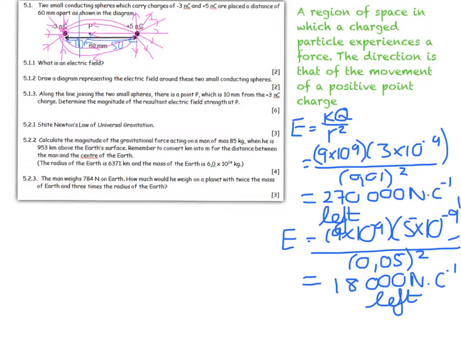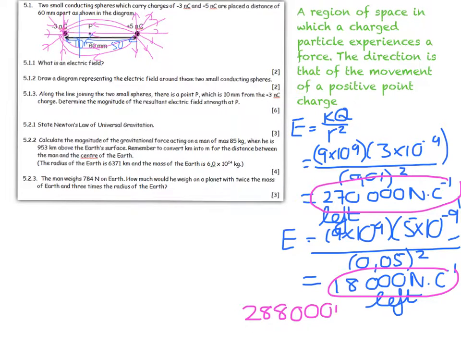Now I need to work out a resultant, which means I add those together because they are both in the same direction, and land up with 288,000 newtons per coulomb to the left.